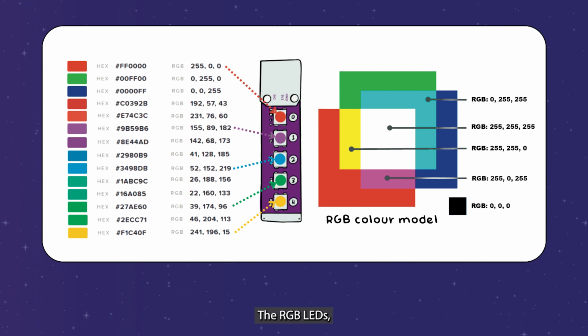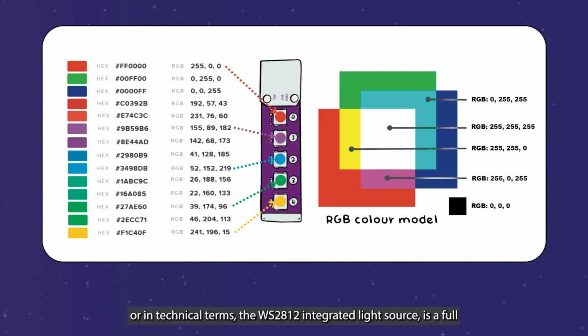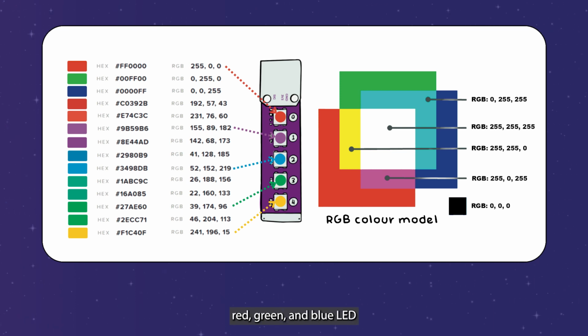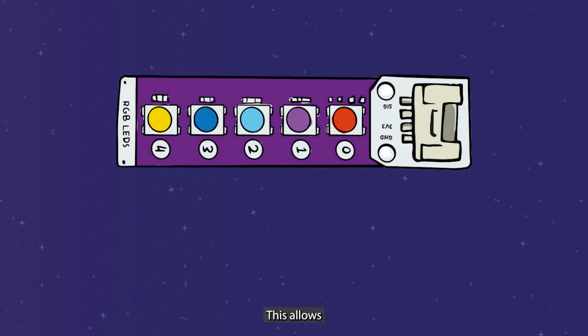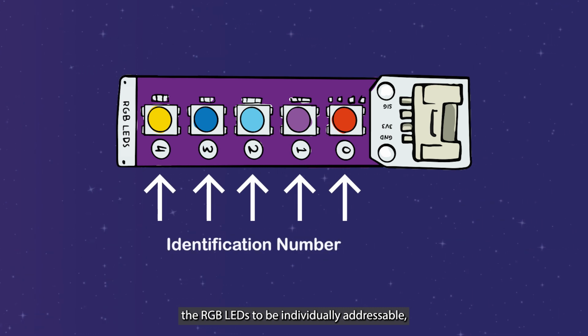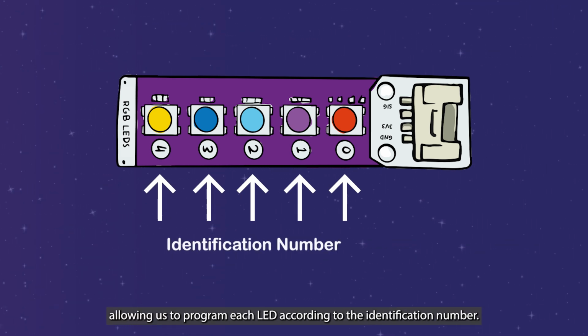The RGB LEDs, or in technical terms, the WS2812 integrated light source, is a full red, green, and blue LED that is integrated with a driver chip within each LED. This allows the RGB LEDs to be individually addressable, allowing us to program each LED according to the identification number.